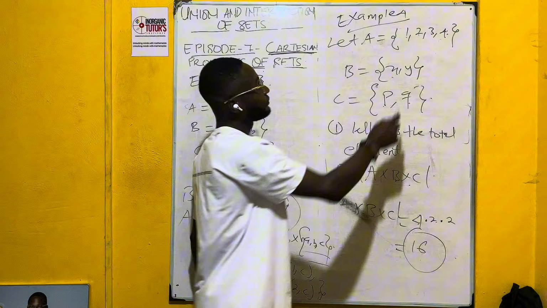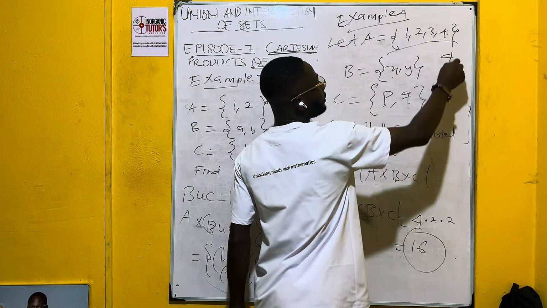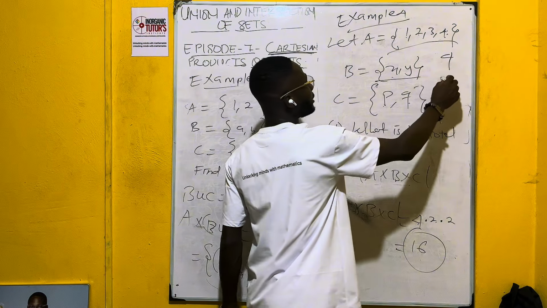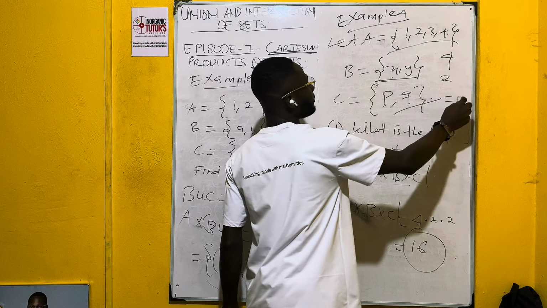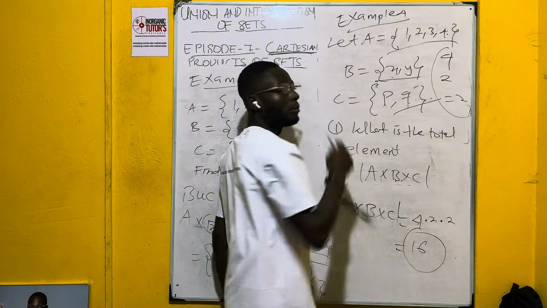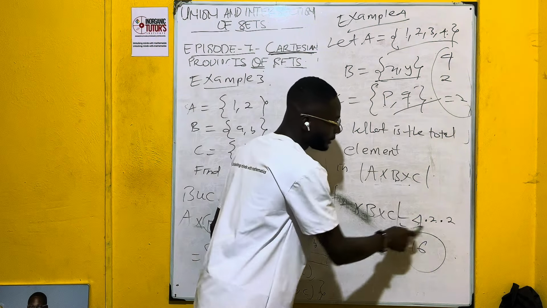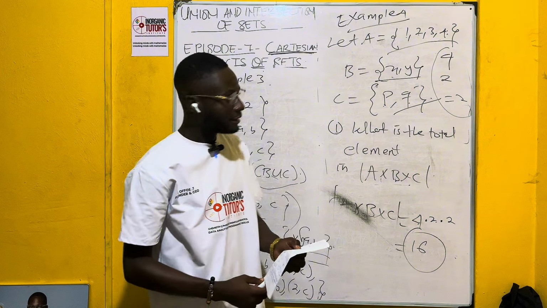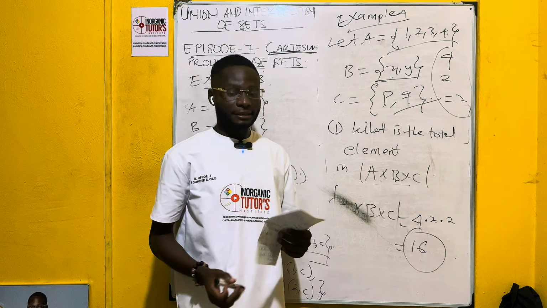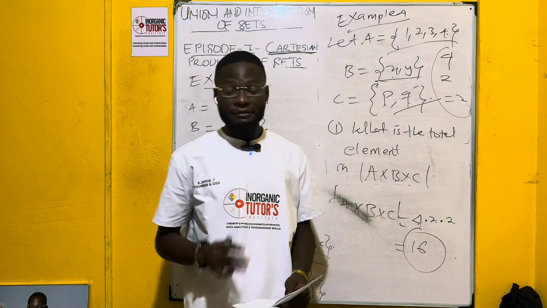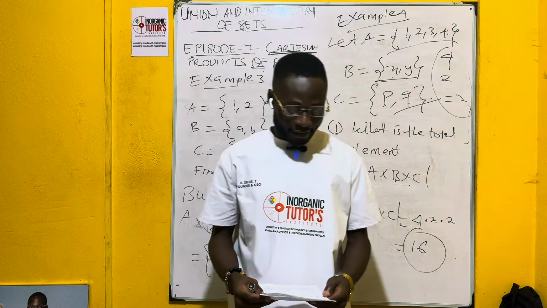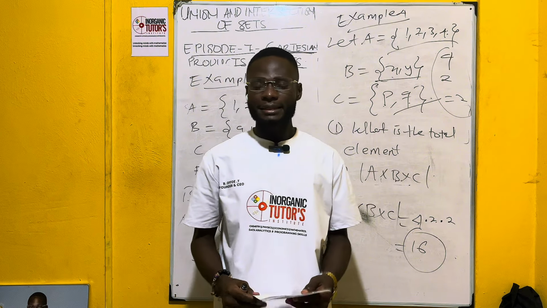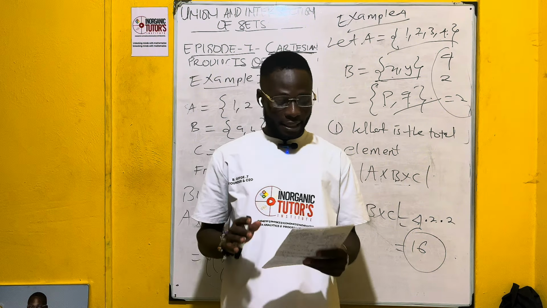You just have to count the number of elements here, note it down, count the number of elements here, note it down, count the number of elements here, note it down. When you're done, multiply everything. Then you count the total number of elements in those 3 sets. So that is for question number 4. Right? Let's look at example number 5.